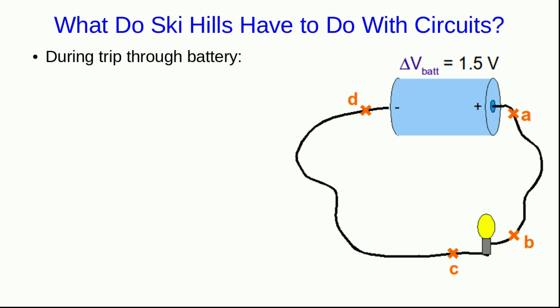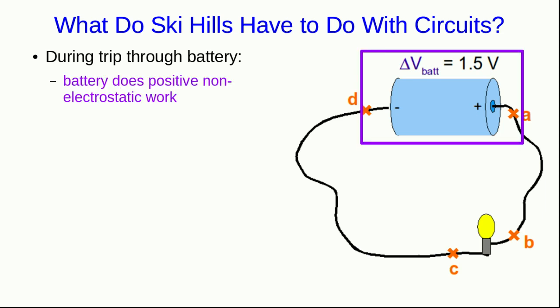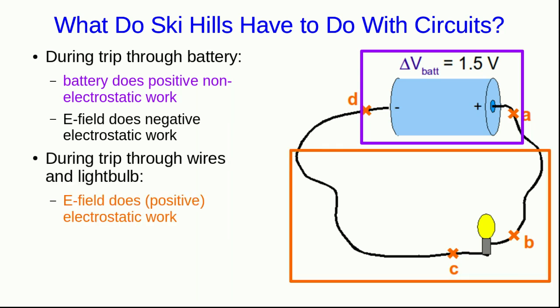Well, now think about a simple circuit, like a battery hooked up to some load such as a light bulb. During the trip through the battery, the battery does positive non-electrostatic work on the charges. Meanwhile, because they're moving against the E field, or rather in the opposite direction of the forces that the E field exerts on them, the E field is doing negative electrostatic work. And then, during the trip through the wires and the light bulb, the E field is doing positive electrostatic work. It's just like the ski hill, except we've replaced gravitational forces with electrostatic ones.